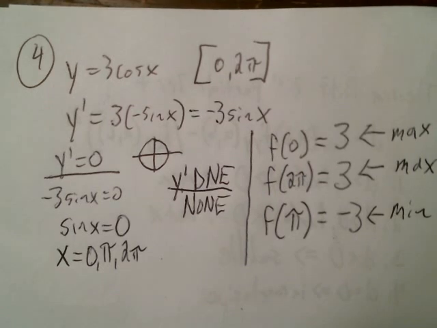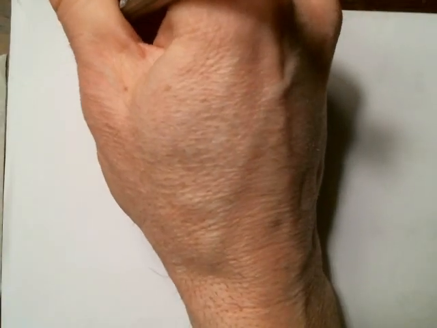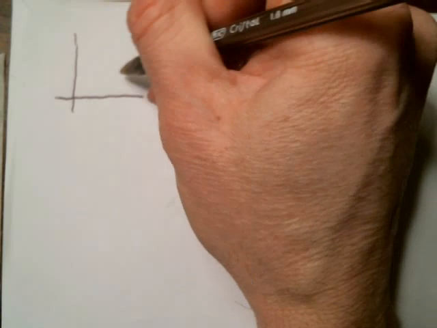Okay. The next set of questions are on the mean value theorem. And the mean value theorem graphically just says that if you have an average rate of change, there'll exist some point where the instantaneous rate of change is equal to the average rate of change on the interval.